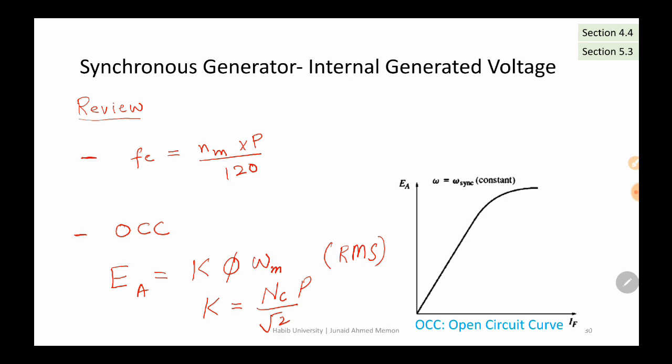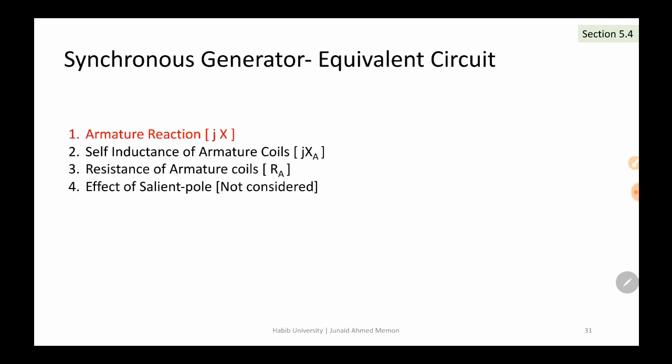So this was where we were last time, and today our goal is to obtain the equivalent circuit of the synchronous generator. We'll be building on these concepts and introducing more to get the equivalent circuit. In order to have an equivalent circuit of the synchronous generator, there are essentially four key effects that we need to model.